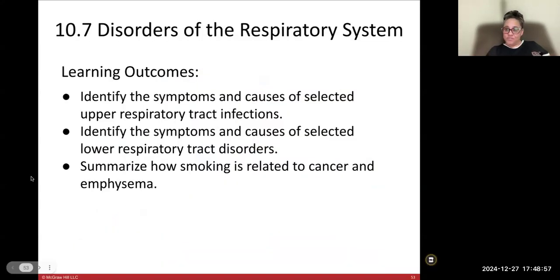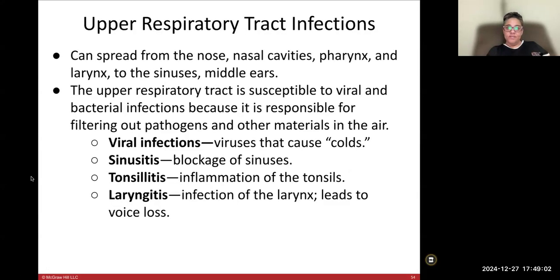And then disorders. We've talked about a few, but this section is all about disorders. So, disorders of the upper respiratory tract: infections can spread from the nose, nasal cavities, pharynx, and larynx to the sinuses and the middle ears. The upper respiratory tract is susceptible to viral and bacterial infections because it is responsible for filtering out those pathogens and other materials in the air. And sometimes we don't filter out those pathogens enough, and they will cross into our bloodstream and spread.